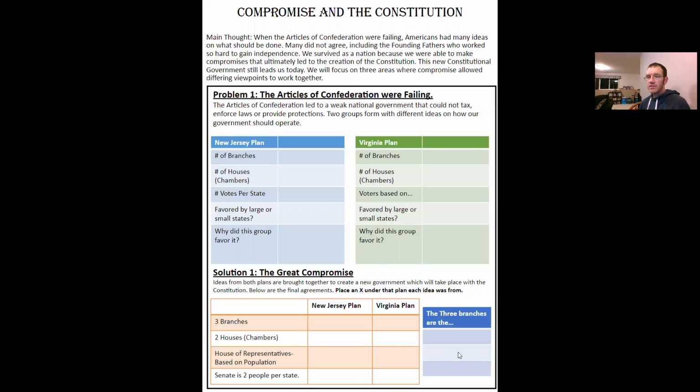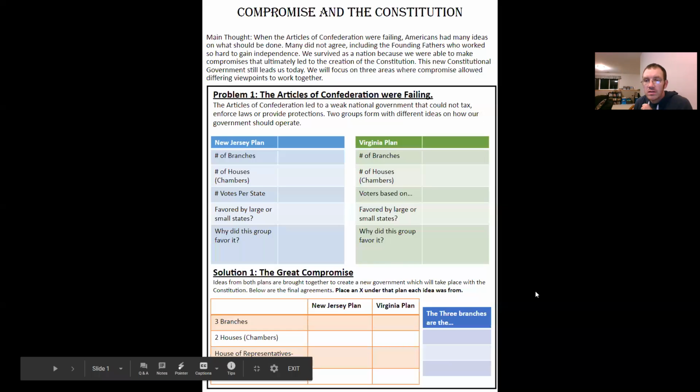So they had different ideas and they came together and they said, all right, this is what we're going to do. And in the end, that worked. So that was a wonderful thing. So disaster number 1 averted.